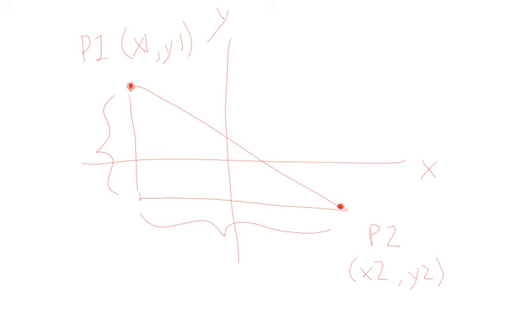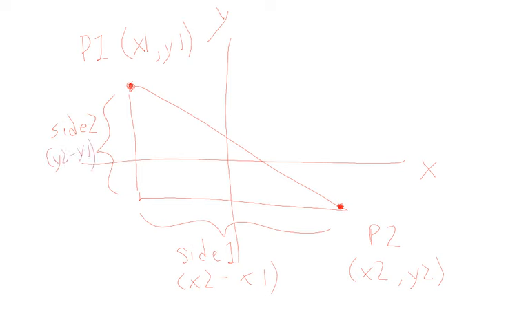Okay, so we can go ahead and call, let's say, the horizontal distance side 1, and call the vertical distance side 2, where side 1 is simply the difference between the x-coordinates, right? So this could be x2 minus x1. And then side 2 is the difference between the y-coordinates, y2 minus y1.